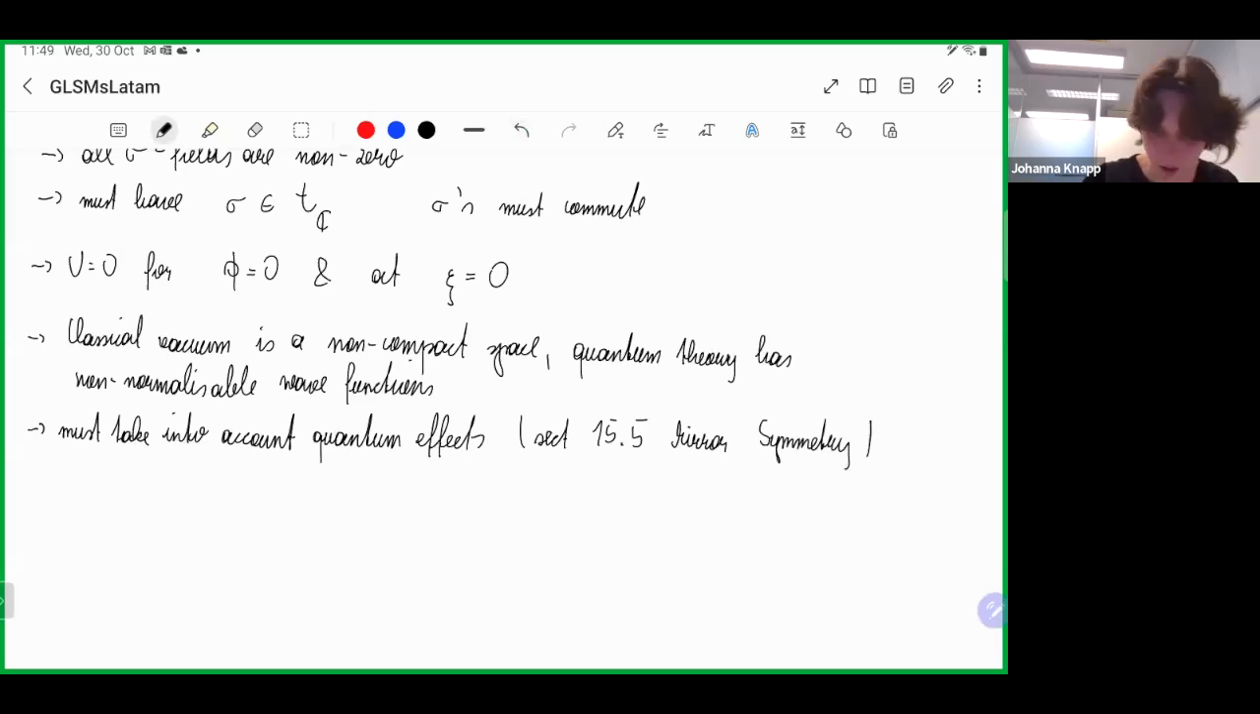By the way, this book has a really very good and detailed account written on GLSMs, written by Kentaro Hori, and that's why it's really good.